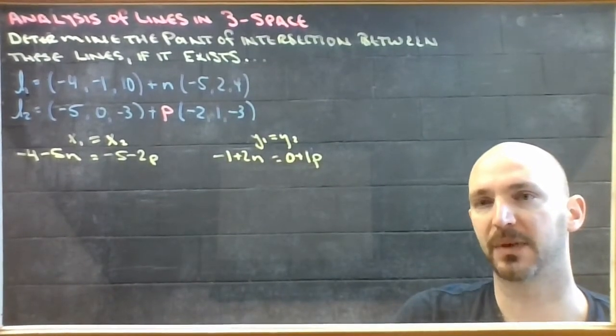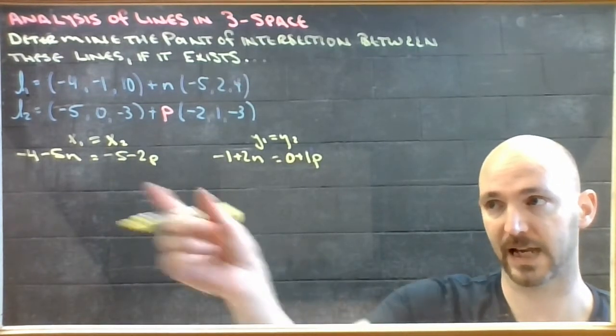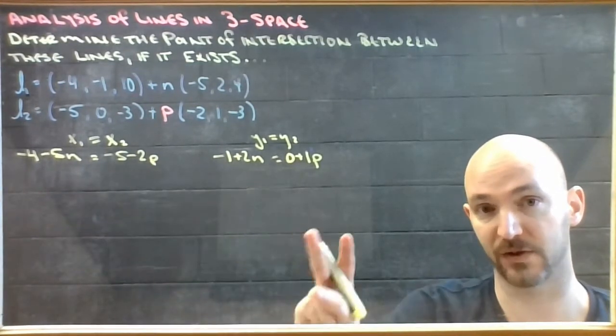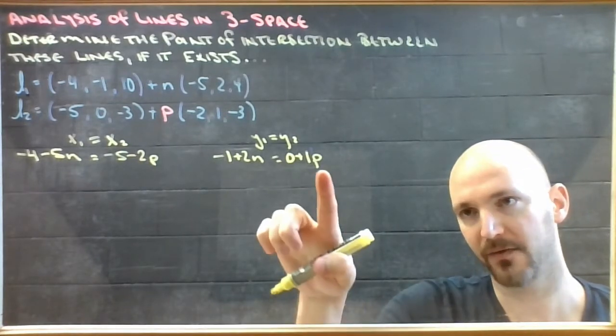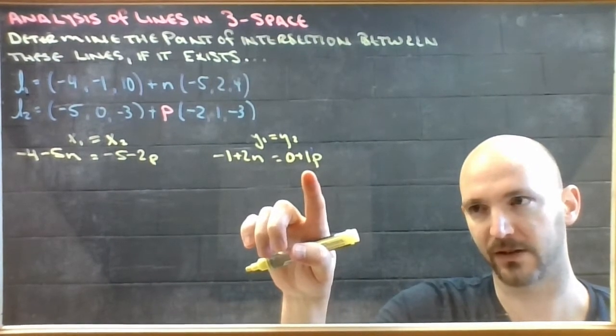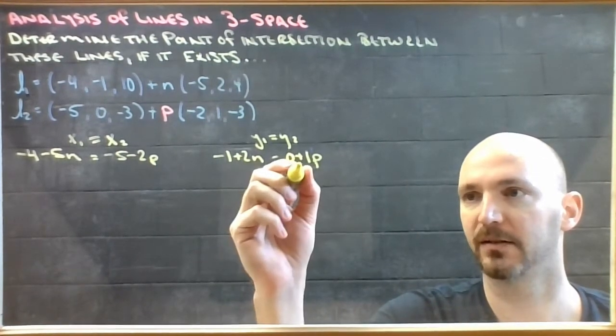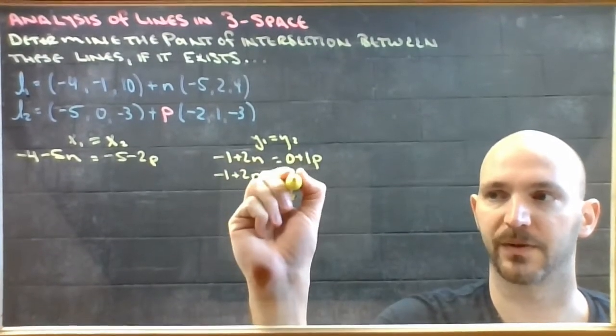So I'm going to need a bit of substitution elimination in order to finish this, because I have 2 sets of equations in 2 variables. So if I just scan that, I have a lonely 1p sitting here. So that's the one I'm going to take advantage of. So -1 plus 2n is worth a p.